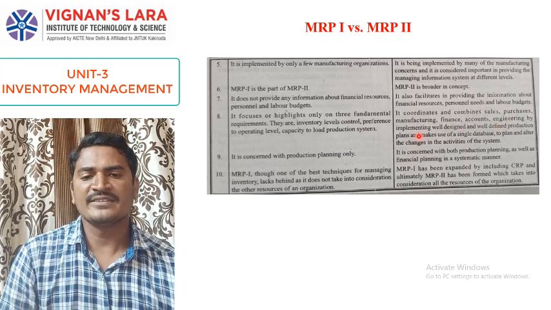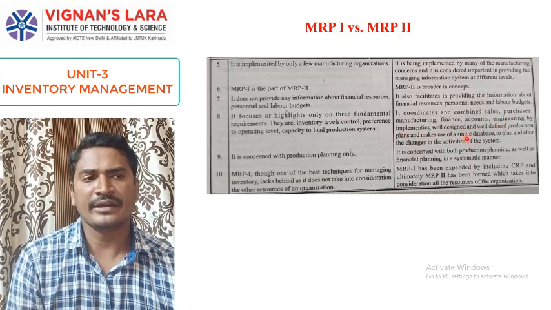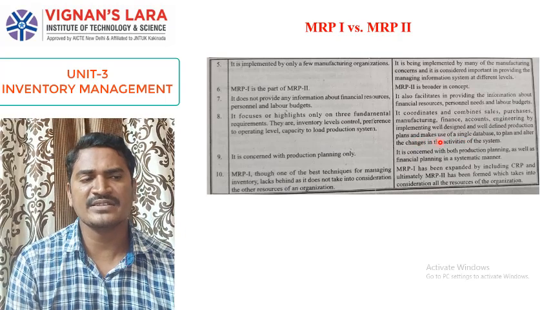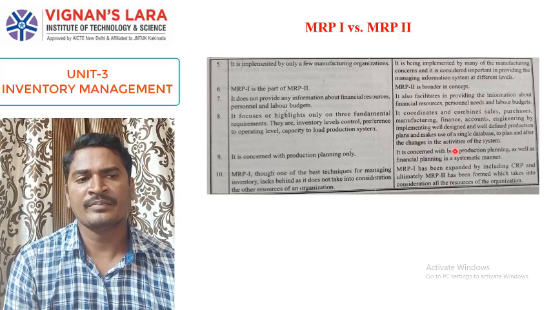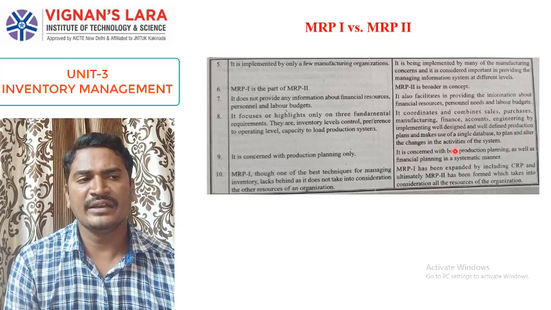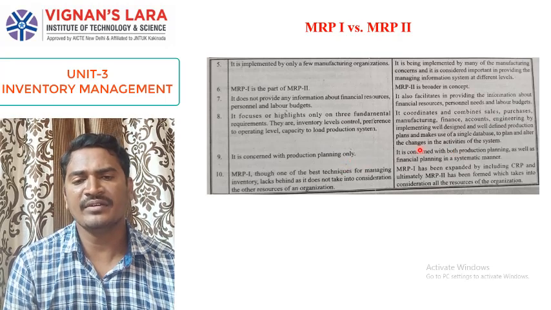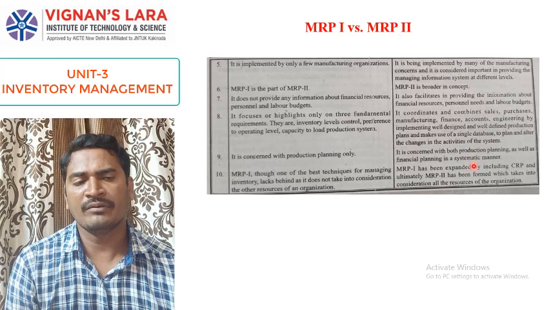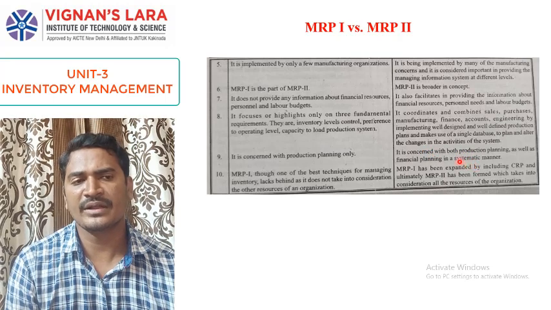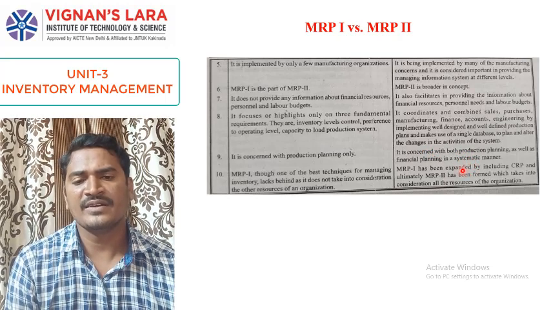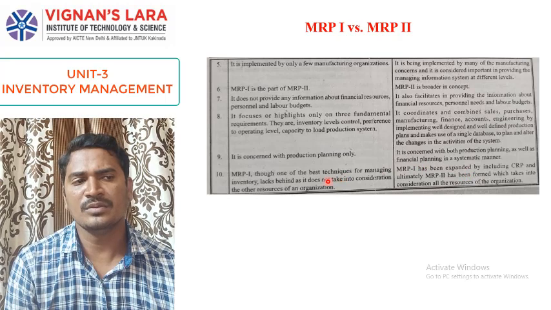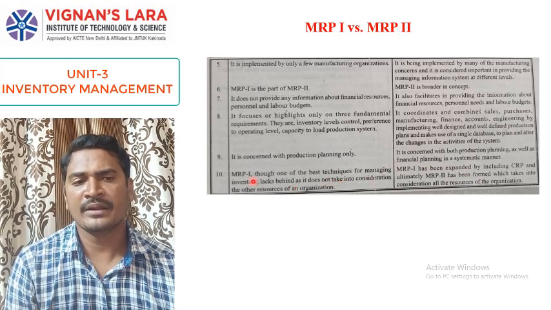But manufacturing resource planning coordinates and combines sales, purchases, manufacturing, finance, accounts, and engineering by implementing well-designed and well-defined production plans, and makes use of a single database to plan and alter the changes in the activities of the system. Material requirement planning is concerned with production planning only, but manufacturing resource planning is concerned with both production planning as well as financial planning in a systematic manner.